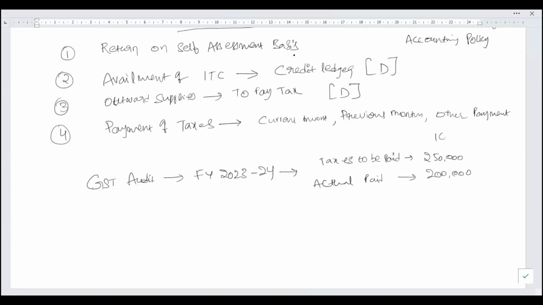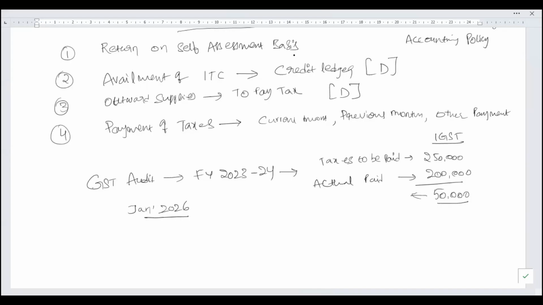Let's assume that this is on account of IGST. On account of IGST, they found that there is a gap of rupees 50,000. Now, we are currently in the month of January 2026. This 50,000, they have made a demand.